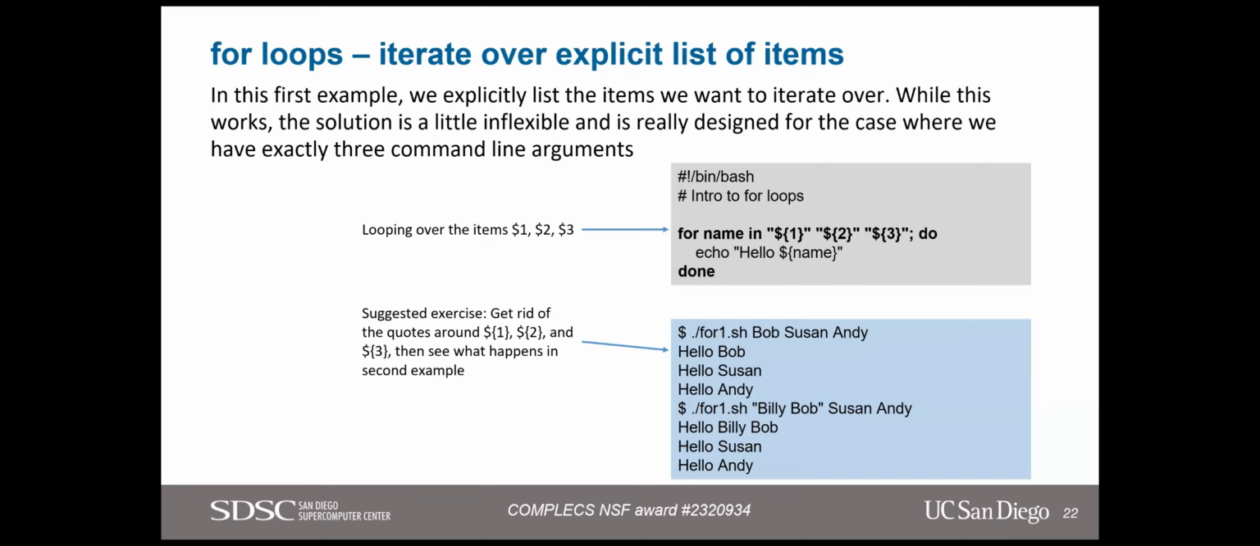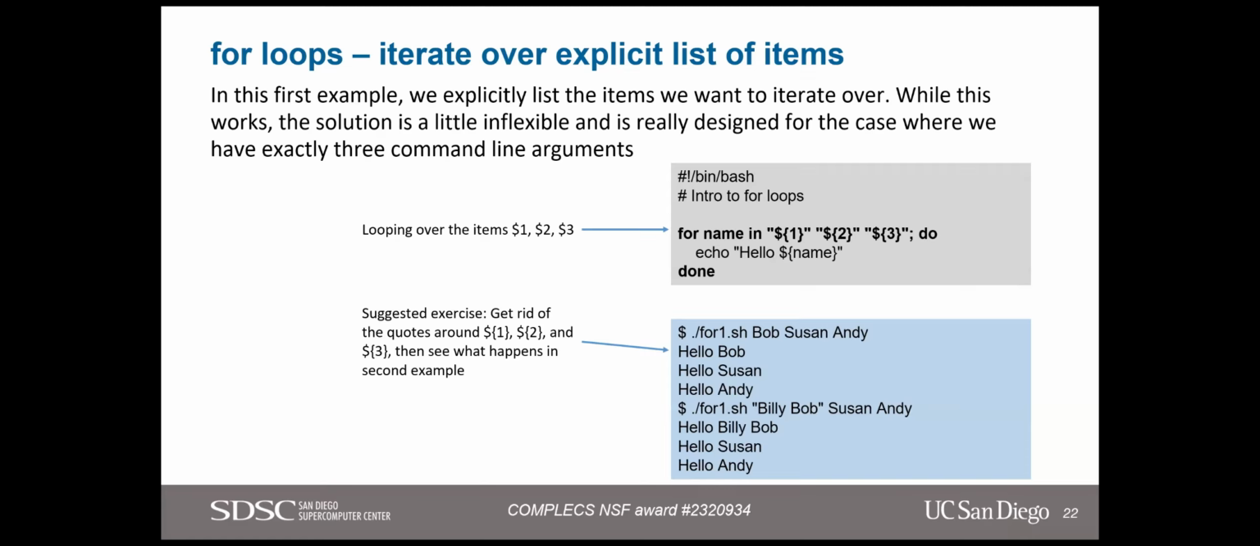So we can iterate over an explicit list of items. This isn't very flexible, so I'll show you later how to do this. But if we have exactly 3 items, we can explicitly state this, or we can explicitly state this if we have 100 items and we only want to print 3. This allows us to format how we're going to present this.